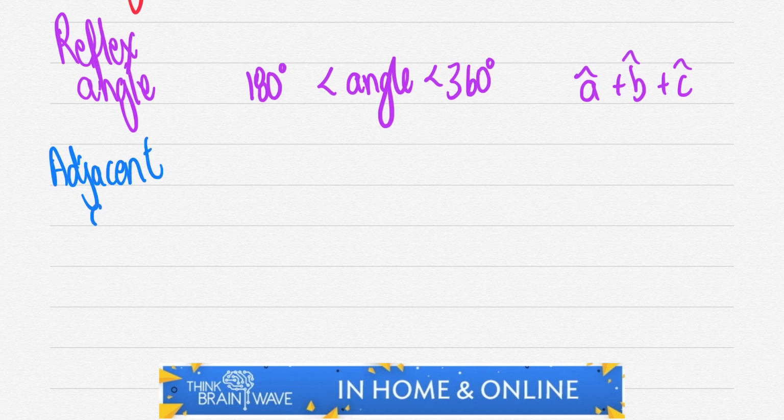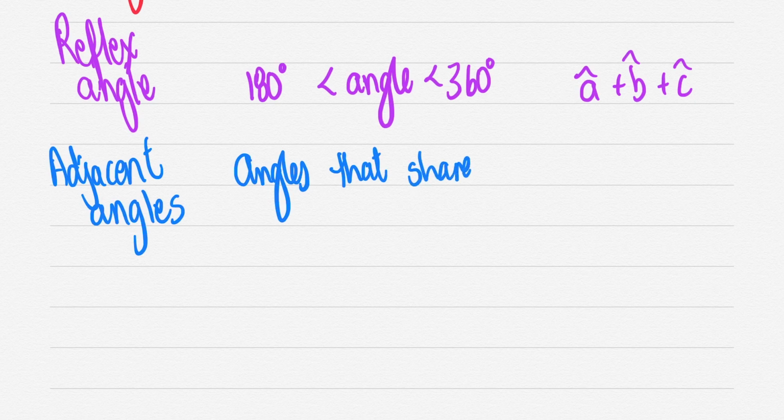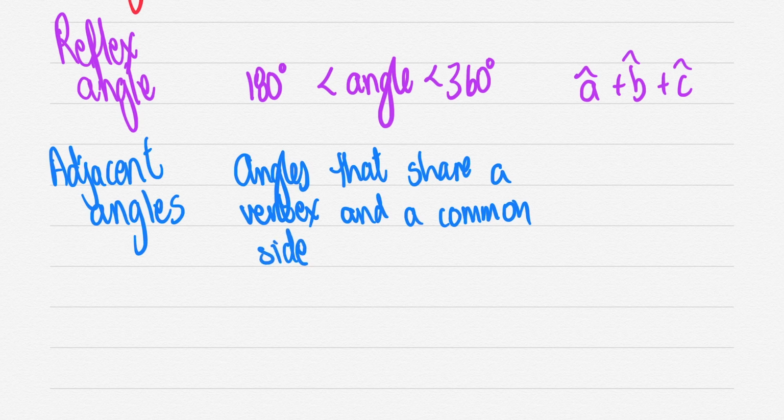Now it gets a little bit more interesting. We will be talking about adjacent angles. Adjacent angles are angles that lie next to each other. As you can see, I'm writing it over here, and these are angles that share a common line. We call this point a vertex, and this will be illustrated a little later on. So these angles share a vertex and a common side.